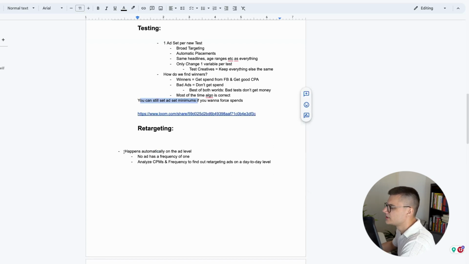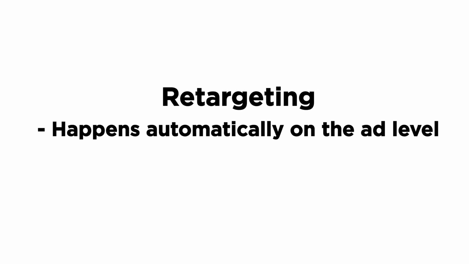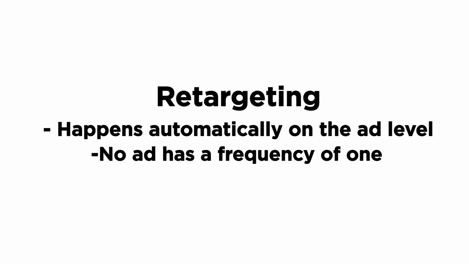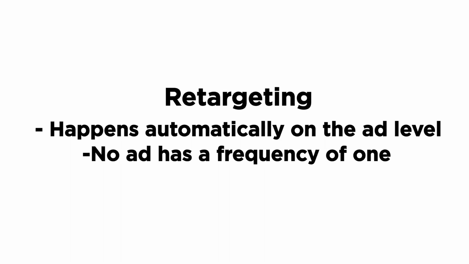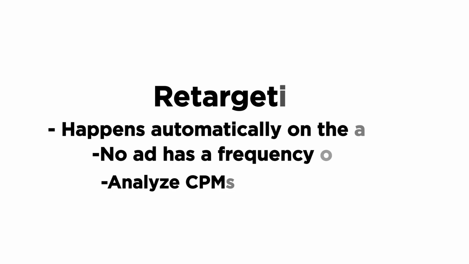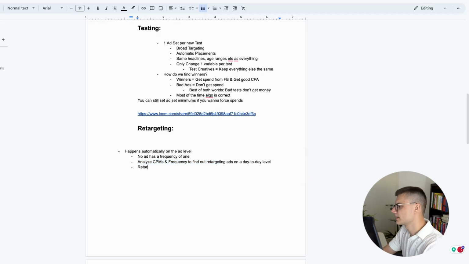Then, retargeting. How do we retarget with that 2 campaign setup, you might ask? First things first, retargeting happens automatically on the ad level. Any given day, every one of your ads is already doing retargeting, right? No ad has a frequency of 1. So what I want you to do, and how you can run retargeting essentially, is by introducing retargeting ads into your full funnel creative stack. So, analyze CPMs and frequency to find out retargeting ads on a day-to-day level. Retargeting ads have higher CPMs and frequencies most likely, but definitely frequencies, definitely.